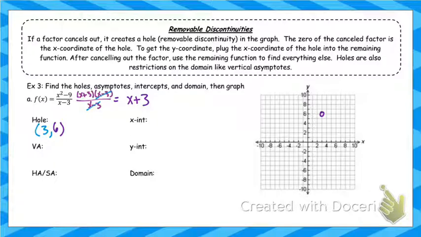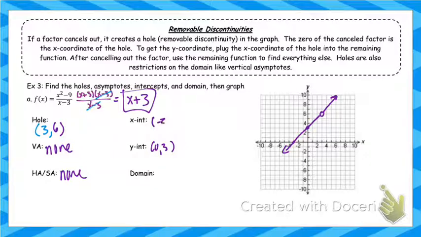Well, now the rest of my problem, I'm just going to graph the remaining function. This one's a little bit special because my remaining function is y equals x plus 3. That's not a rational function. It's a line. And lines don't have vertical asymptotes. Lines don't have horizontal or slant asymptotes. They do have x and y intercepts, but they don't have horizontal or vertical asymptotes. So I'm just going to graph the line y equals x plus 3. So y-intercept is 3. Slope is 1. And if I continue that slope, I would have an x-intercept of -3.